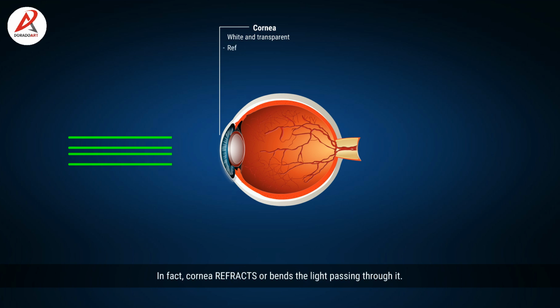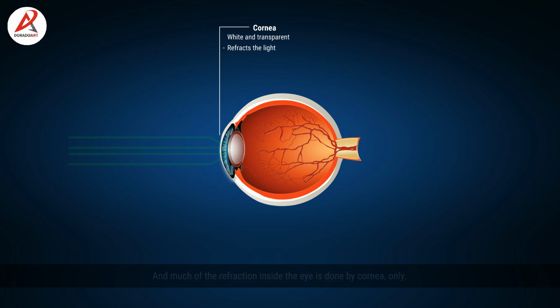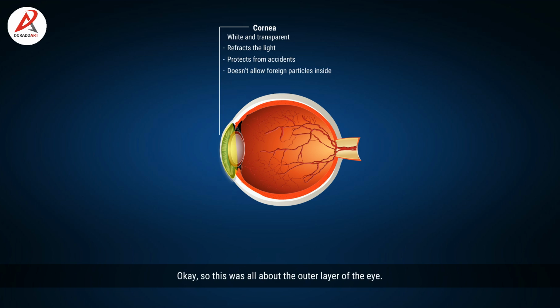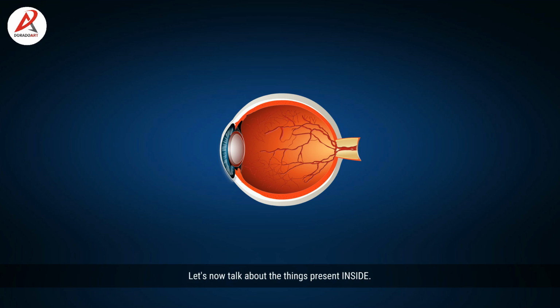In fact, the cornea refracts or bends the light passing through it. And much of the refraction inside the eye is done by the cornea only. But wait, it not only refracts light but also protects the inner parts of the eye. It acts like a tough front wall of the eye, protecting the interior of the eye from accidents and also does not allow foreign particles to enter. Okay, so this was all about the outer layer of the eye. Let's now talk about the things present inside.